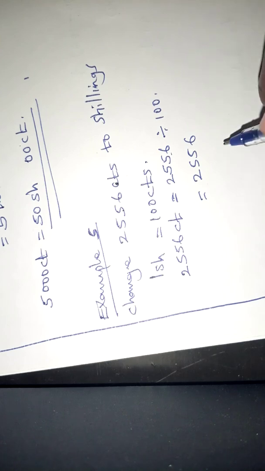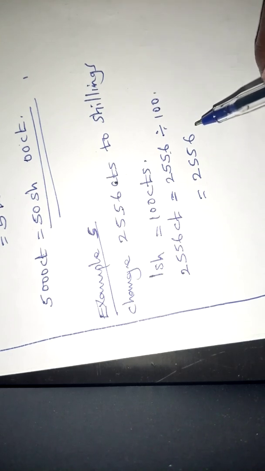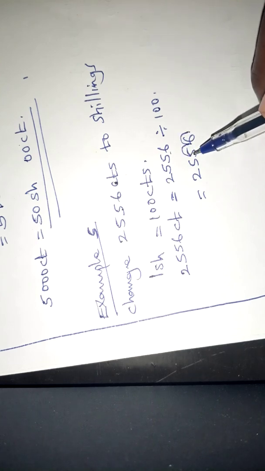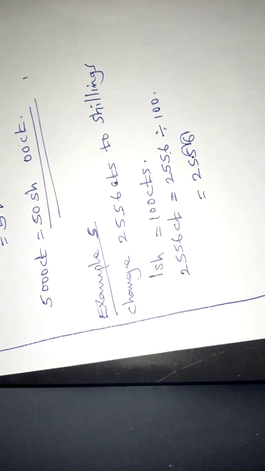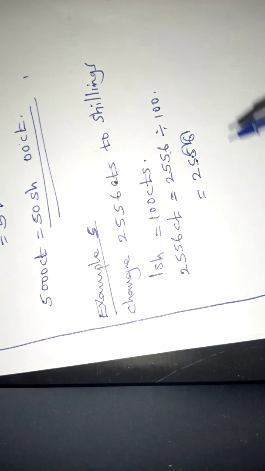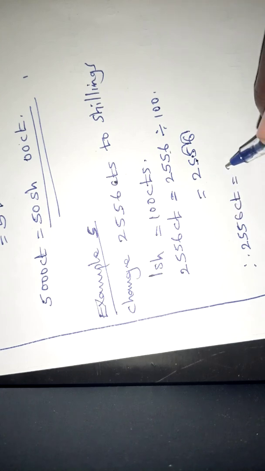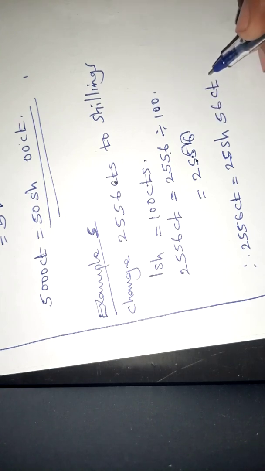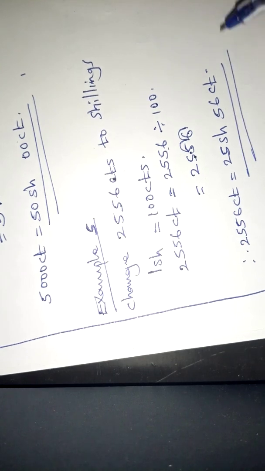And here, you write this one as I told you, 2556. After writing it, count this one. There are 2 zeros, 1, 2 zeros. So count two decimal places from behind and say 1, 2. Put a point here. So this means that 25 shillings and 56 cents. Therefore, 2,556 cents is equal to 25 shillings and 56 cents. This is your answer.